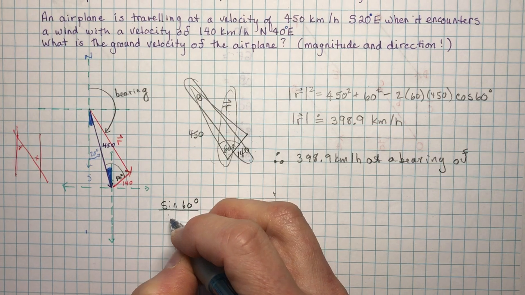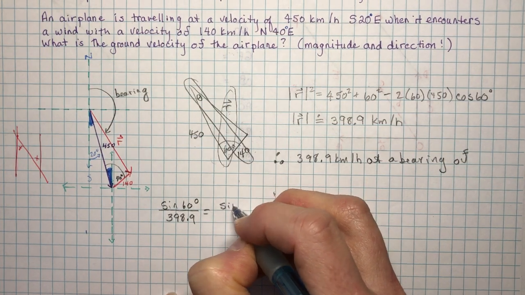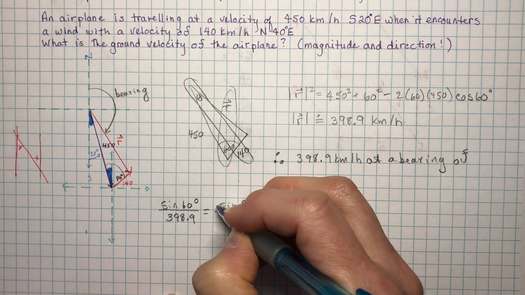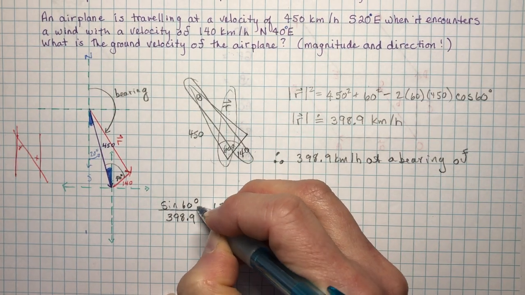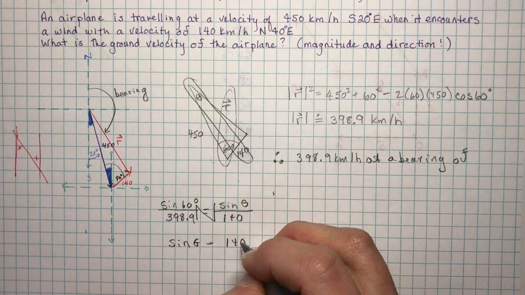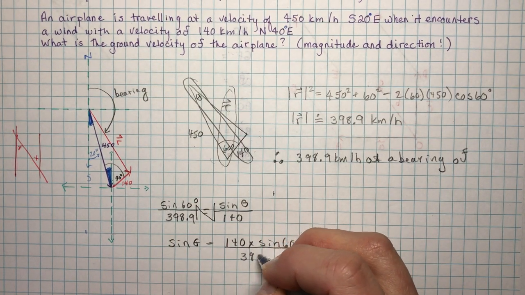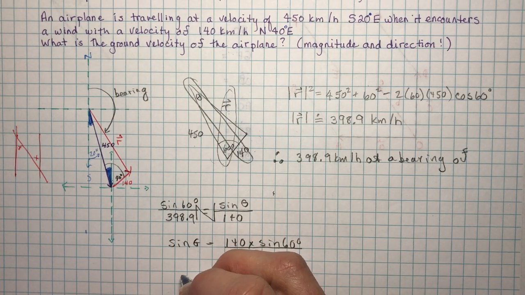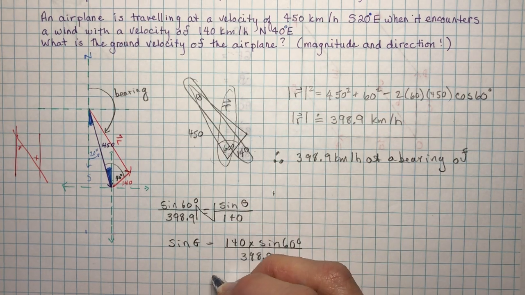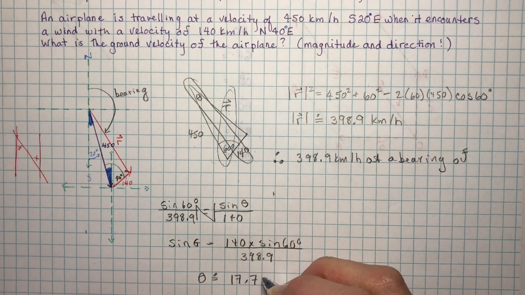So the sine of 60 over the magnitude of R, which was 398.9, is equal to the sine of theta over 140. So sine theta equals this times this divided by that. So sine theta equals 140 times sine 60 over 398.9. And of course, you're going to calculate this and then do second function sine, right? So theta is approximately equal to 17.7 degrees.